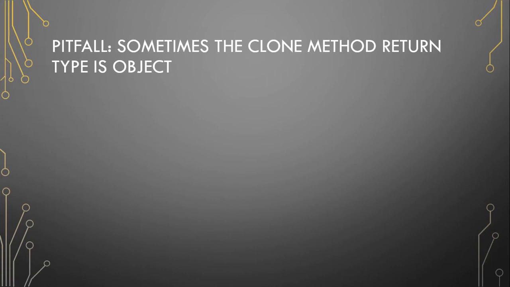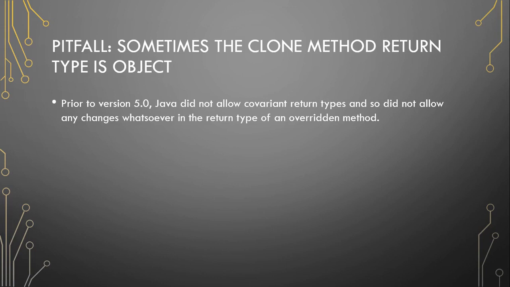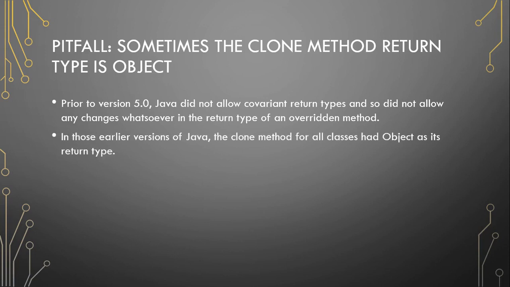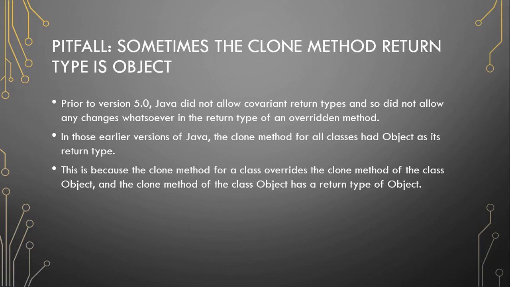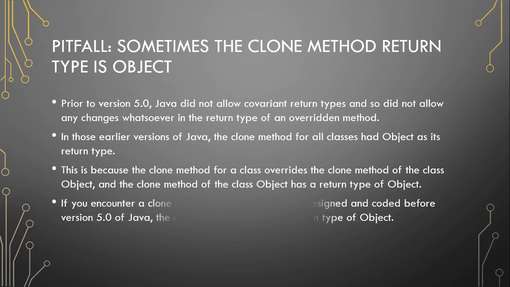All right, so here's our first pitfall to discuss today. Sometimes the clone method return type is Object. This mostly applies because in prior versions of Java, prior to 5.0, Java did not allow covariant return types, and so did not allow any changes whatsoever in the return type of an overridden method. In those earlier versions of Java, the clone method for all classes had Object as its return type. This is because the clone method for a class overrides the clone method of the class Object, and the clone method of the class Object has a return type of Object.